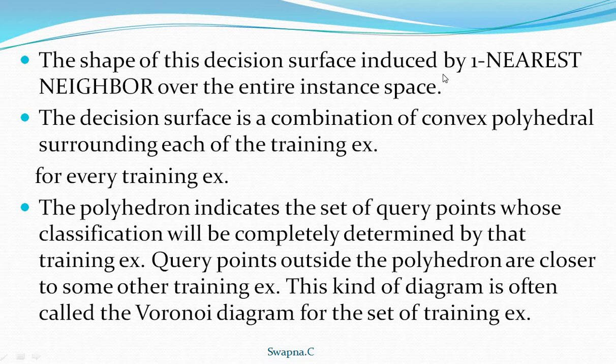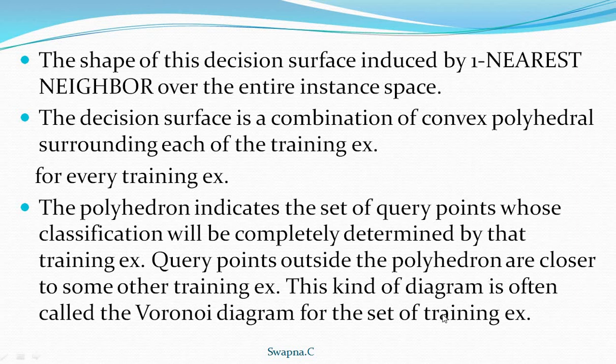Next, the shape of the decision surface induced by one nearest neighbor over the entire instance space. The decision surface is a combination of convex polyhedra surrounding each of the training examples. That's what we saw now for every training example. The polyhedron indicates the set of query points whose classification will be completely determined. Whenever you go for a new query point, if it falls in that polygon, the target value of that new query instance is the target value of the training example in that polyhedron.